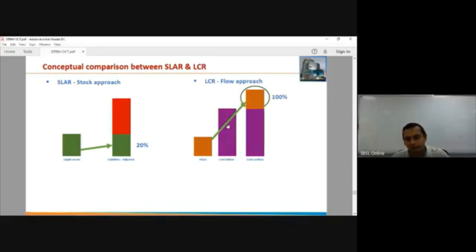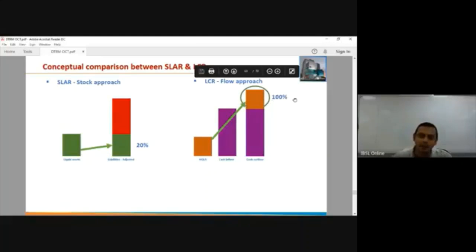Now, if you see this example, this is your total outflow and this is your inflow. So your net outflow is this much, right? So outflow minus inflow is the net outflow. Now, whatever liquid asset you have should be equal to cover the net outflow. That is 100% coverage. So LCR is 100% coverage of your net outflow during the next 30 days.